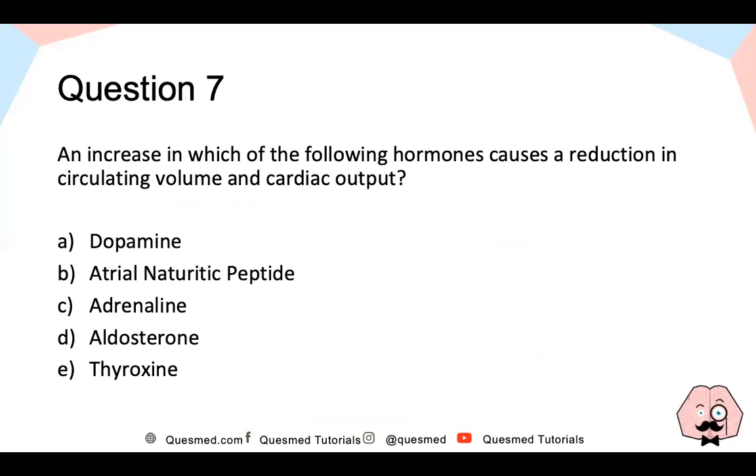Question 7. An increase in which of the following hormones causes a reduction in circulating volume and cardiac output? Is it A, dopamine, B, atrial natriuretic peptide, C, adrenaline, D, aldosterone, or E, thyroxine? So bring up the poll again.